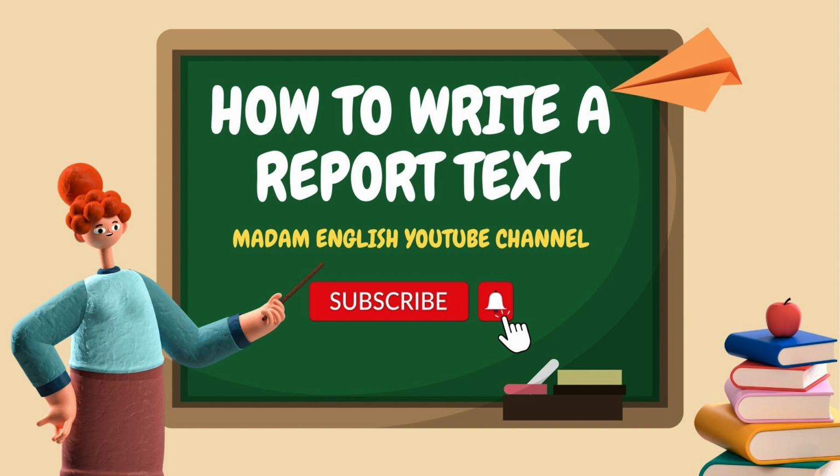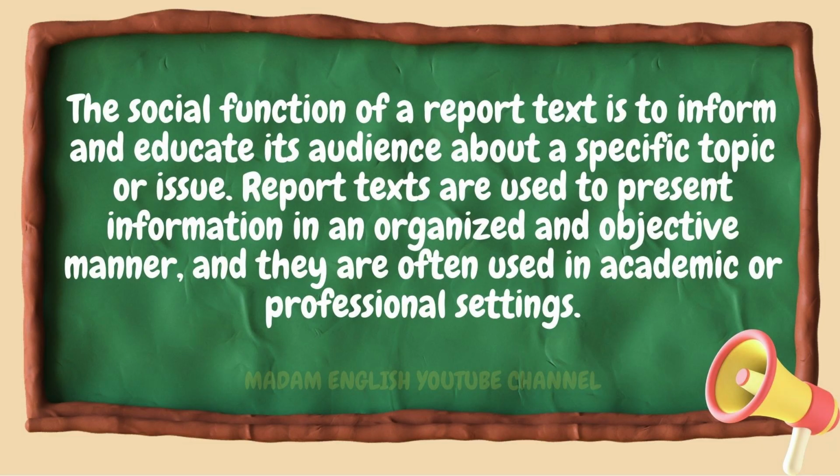Before we learn how to write a report text, we have to know the social function and the structures of the report text first. The social function of a report text is to inform and educate its audience about a specific topic or issue. Report texts are used to present information in an organized and objective manner, and they are often used in academic or professional settings.